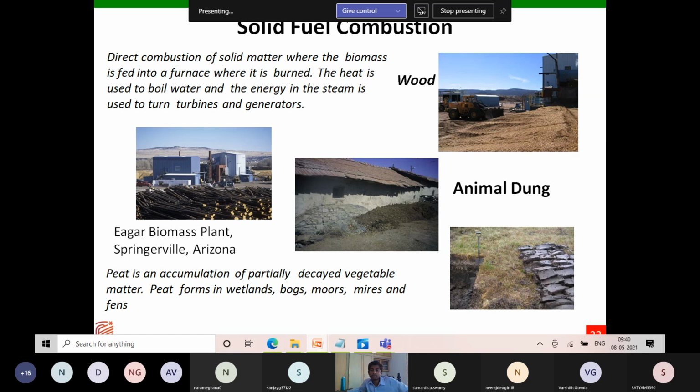Then we have the solid fuel, which we had discussed. Direct combustion of solid matter like wood or biomass, the waste material, is spread into a furnace where it is burned, and the heat energy is supplied. This heat energy can be utilized for heating purposes or to generate steam energy. Water is converted into steam, and this steam is made to run a turbine, and this turbine is connected to a generator. Since it is connected to a generator, we can get electric energy.